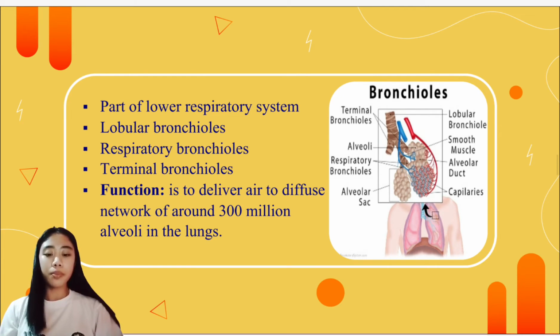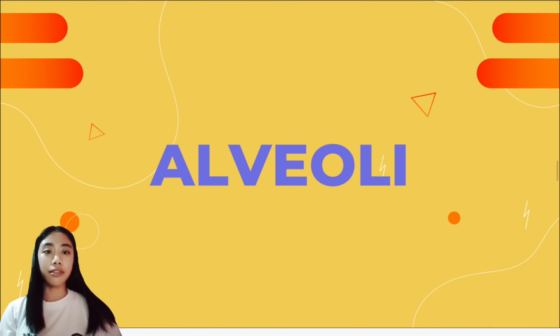The lobular and terminal bronchioles are sometimes referred to as dead space because no air exchange occurs in these passages. The function of the bronchioles is to deliver air to a diffuse network of around 300 million alveoli in the lungs. As you inhale, oxygenated air is pulled into the bronchioles. Carbon dioxide collected by the alveoli is then expelled from the lungs as you exhale. So the next one is alveoli. Next slide, please.